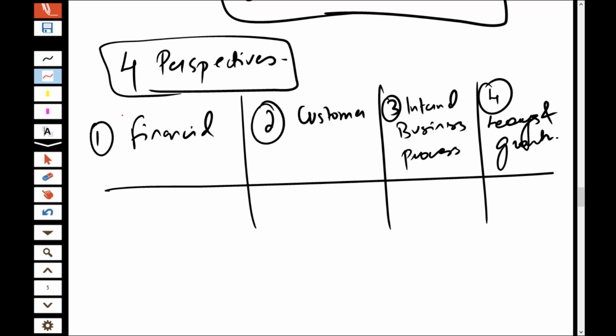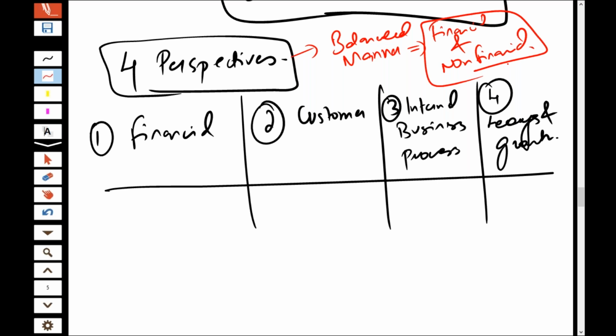So the Balanced Scorecard is one of those models that actually introduced the idea of measuring the performance in a balanced manner. Now, what exactly do you mean by measuring the performance in a balanced manner? When we talk about it, this actually means it's going to be a mixture of financial and non-financial measures.